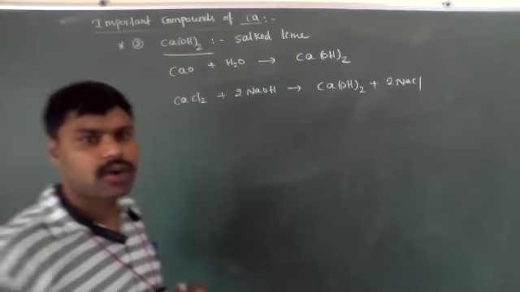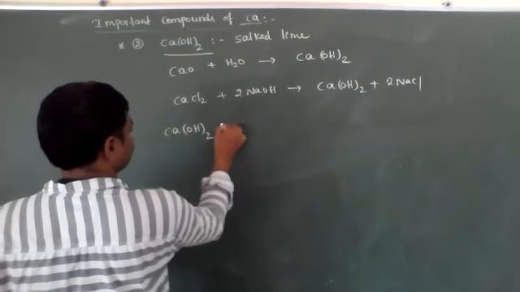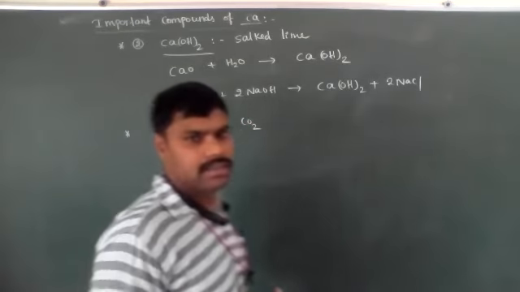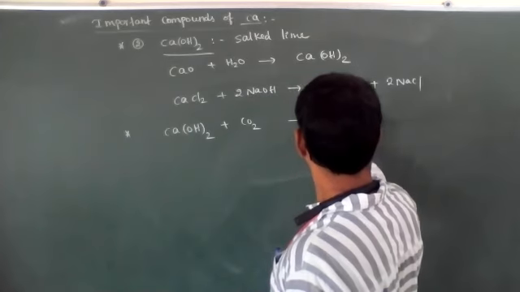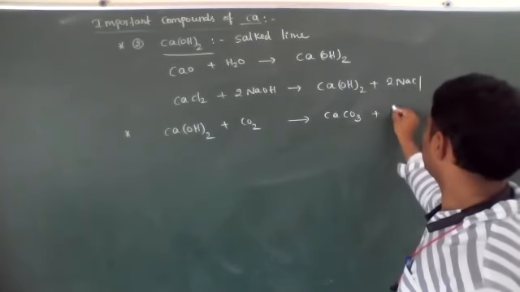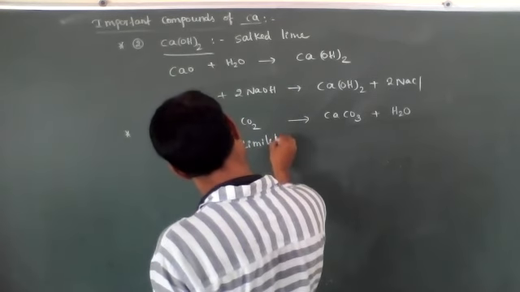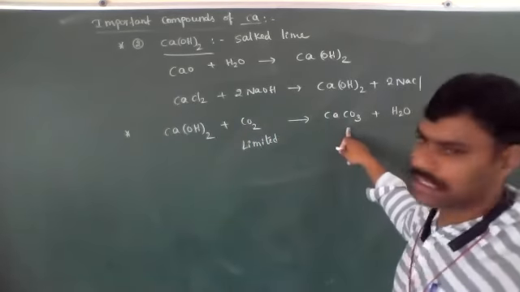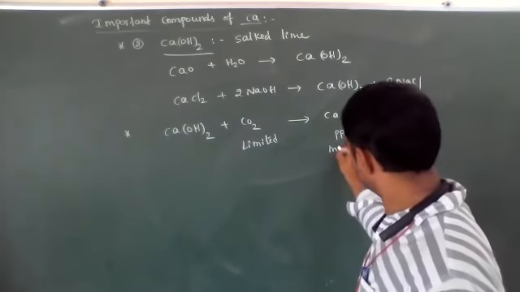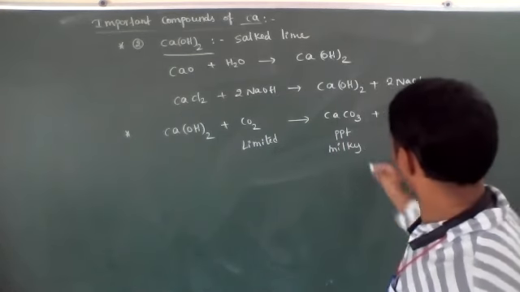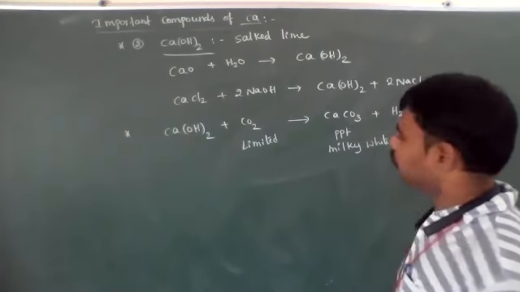Now, what is the importance of calcium hydroxide? Among its important chemical properties is the reaction with carbon dioxide. Calcium hydroxide reacts with carbon dioxide and forms calcium carbonate, CaCO3, and H2O. If it is a limited amount, then it forms calcium carbonate precipitate, a milky white precipitate.